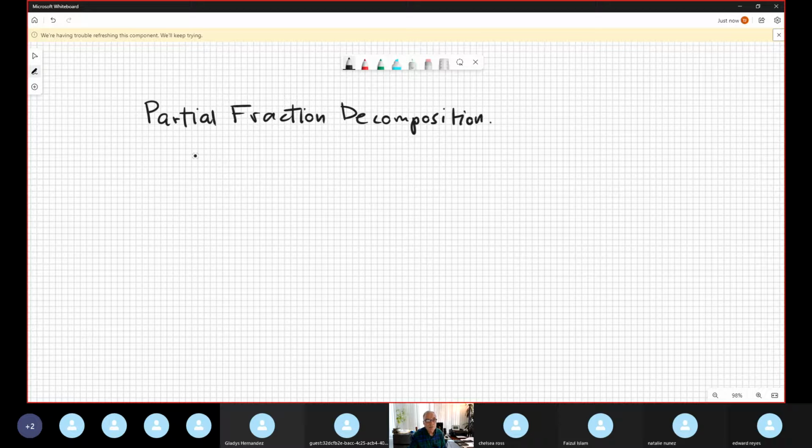Decomposition. Partial fraction decomposition. So, what is the idea behind this? In Calculus 2, you need to apply this. There is one method to do the calculus operator.